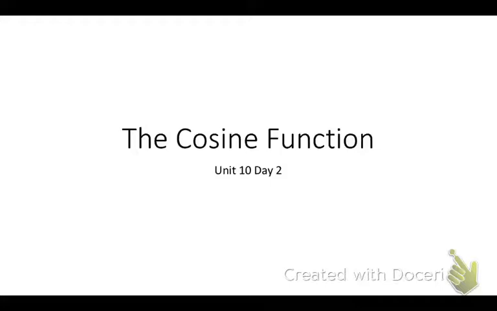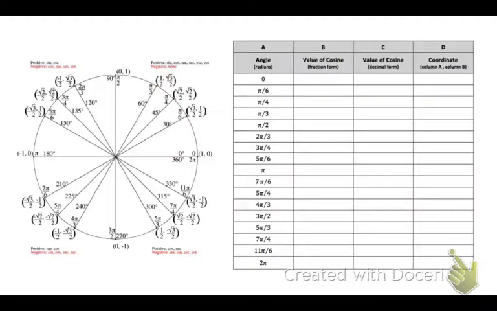All right, so we've graphed sine. Now we're going to get into graphing cosine. And we're going to start this the same exact way. If you remember, sine is your y value, cosine is your x value. So instead of working with our y values, we're going to work with our x values now. Okay?